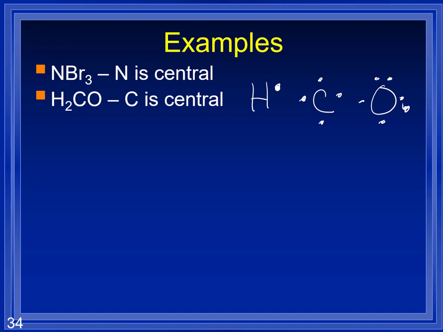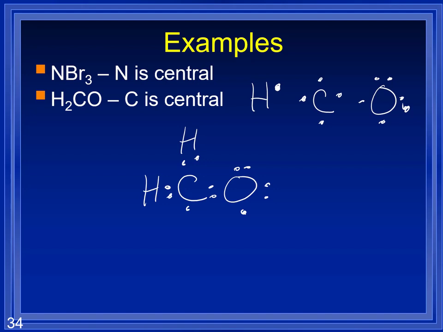Now this jigsaw puzzle is pretty easy. They told me what order to put them together. They told me C is central. So I put in the C with its 4 dots. And then I have to hook on 2 H's and an O. So I stick an H on, an H on, and an O with its 6 dots. 3, 4, 5, 6. There we go. So I built everything they told me.